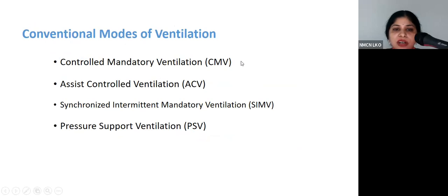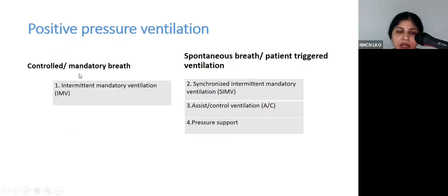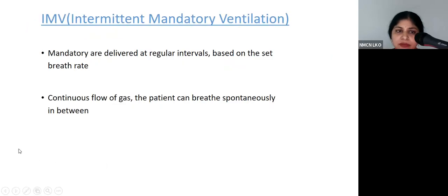So the conventional modes of ventilation include controlled mandatory ventilation, which is always discussed in the mode of ventilation class, but nobody uses this. Then there is assist control ventilation, SIMV mode of ventilation, which is synchronized intermittent mandatory ventilation, and pressure support ventilation. The control breath, that is totally controlled by the ventilator, is IMV or CMV. And then a spontaneous breath or patient triggered breath is SIMV, assist control, or PSV.